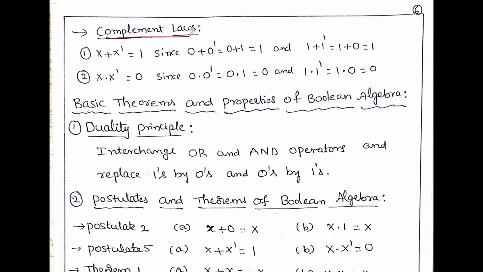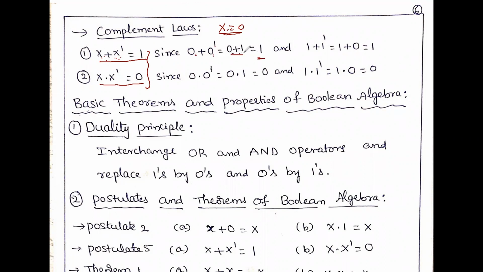Now let us discuss the complement laws. The first complement law over plus is x plus x dash equal to 1. Second one is x dot x dash equal to 0. Now we should check these two complementary laws with the help of the binary values. Here we are using the same variable in both forms, in normal form and complement form. Now, if x equal to 0, we substitute. x equal to 0 means 0 plus 0 dash equal to 1, which is equal to 1.